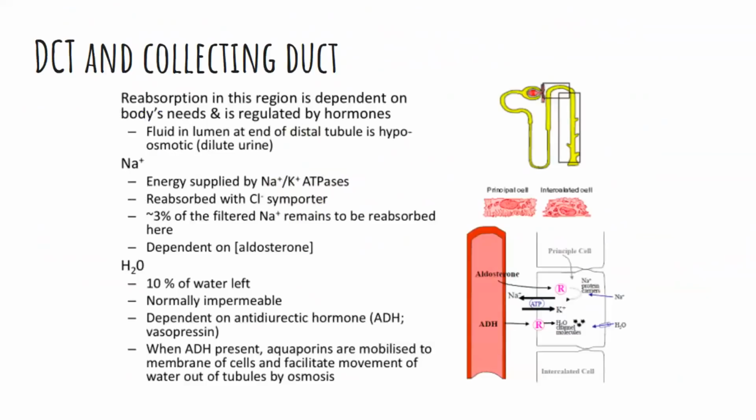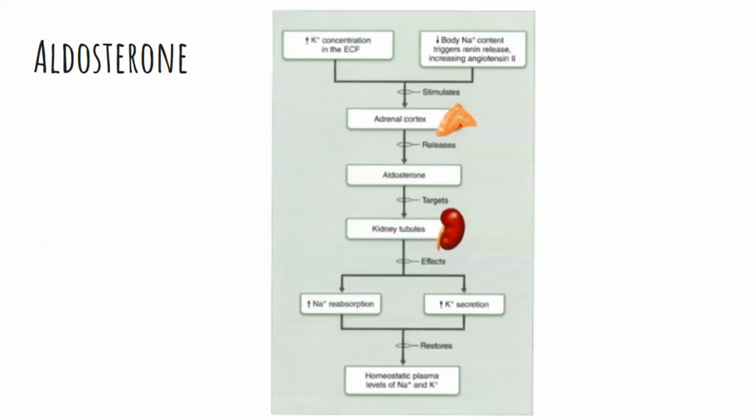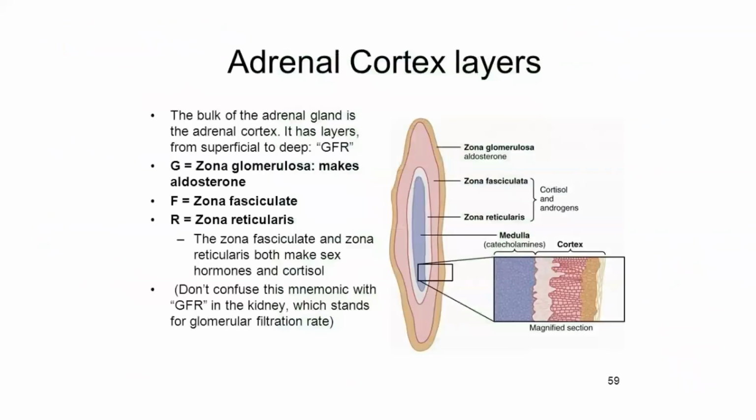And now you've got your collecting duct. The collecting duct and the distal convoluted tubule are important, mainly because this is where aldosterone and antidiuretic hormone work. The way ADH works is by increasing aquaporins, and aquaporins absorb water, leading to a more concentrated urine and a higher fluid load in the body. And I think Calvin's already gone through ADH, so I'll skip this for time. And aldosterone and the adrenal cortex layers.